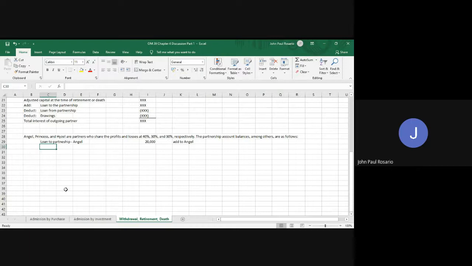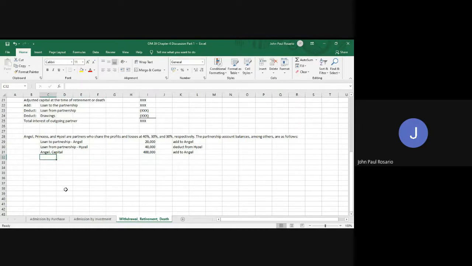Then, loan from partnership, Hazel. So this is a loan from the partnership. Since this is a loan from partnership, meaning Hazel owes the partnership, this is a deduction from Hazel. Okay. Now we have Angel Capital. This is how much? 400,000. This is add to Angel.